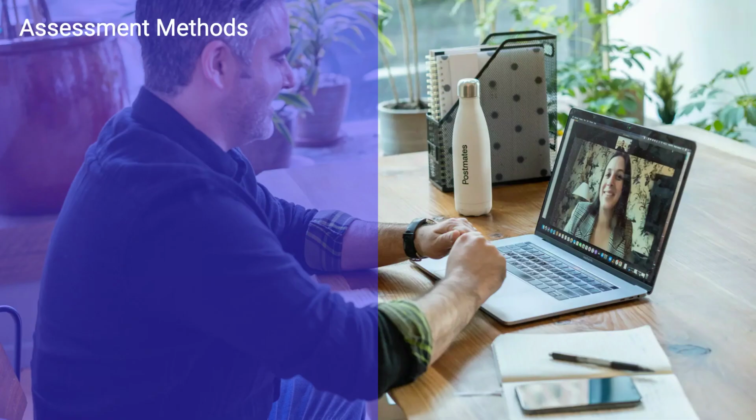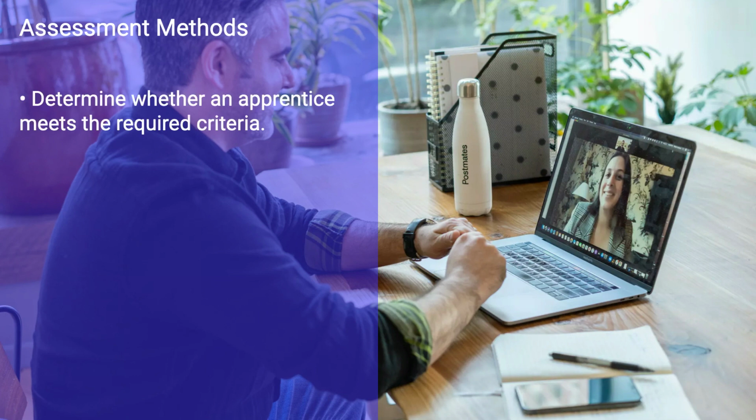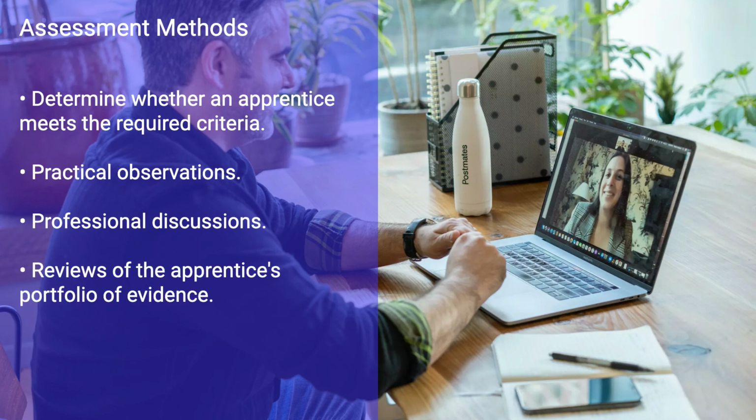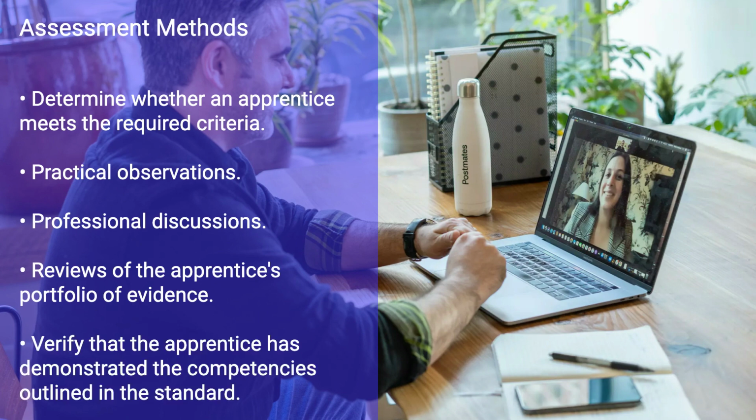Assessors will use the various assessment methods set out in the assessment plan to determine whether an apprentice meets the required criteria to pass the endpoint assessment. They might conduct practical observations, professional discussions, or reviews of the apprentice's portfolio of evidence. This thorough evaluation process allows the assessor to verify that the apprentice has demonstrated the competencies outlined in the standard.